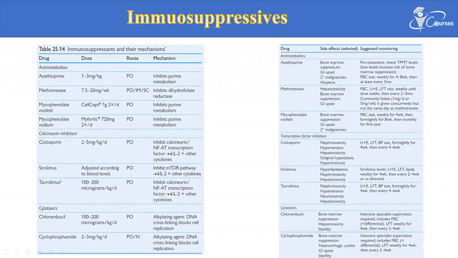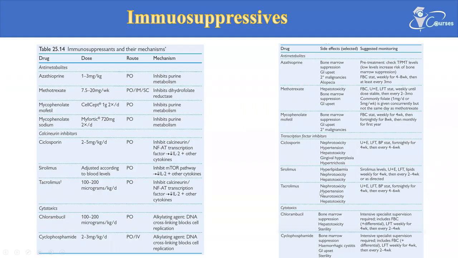There are side effects that you should also be aware of. Let me summarize the most important. So the azathioprine will cause bone marrow suppression. Methotrexate will cause bone marrow suppression and hepatotoxicity. Mycophenolate will cause bone marrow suppression. Cyclosporin, very important: nephrotoxicity, hepatotoxicity, gingival hyperplasia, and hypertrichosis. Very, very important, and this is the most commonly asked in the exams. Cyclosporin will cause toxicity to the liver and the kidney, causing enlargement of the gingiva, and also cause hypertrichosis.